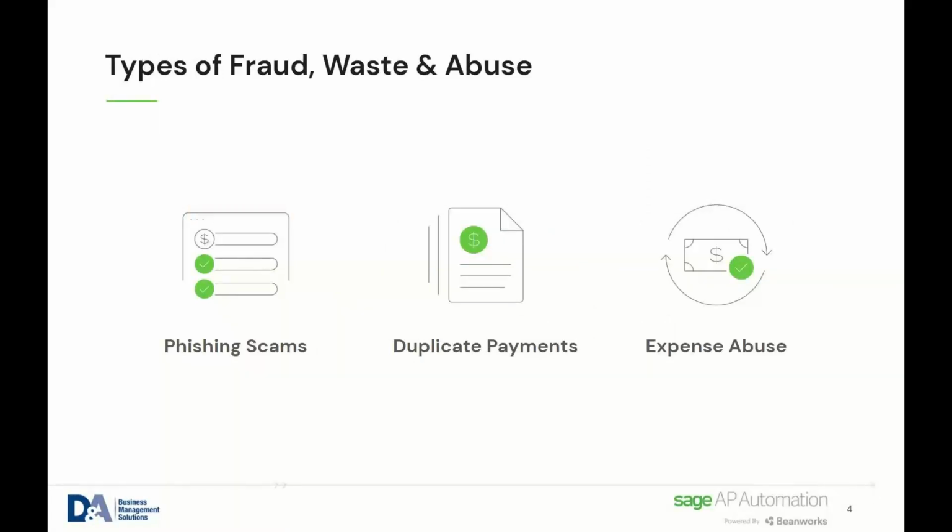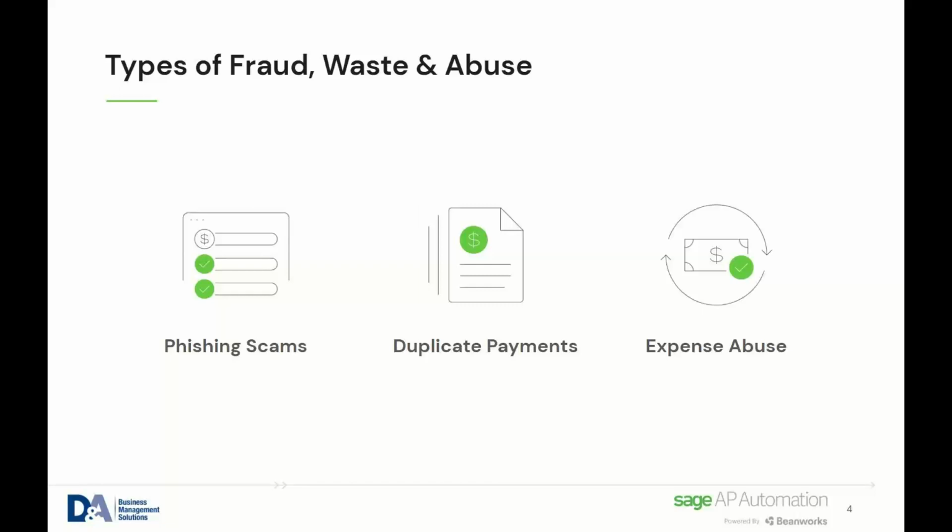So we've categorized the most common types of risk in AP as phishing scams, duplicate payments, and expense abuse. Now, accounts payable or AP fraud is one of the most common types of fraud, exposing companies to risks that come with operating a business. These types of fraud can be done by an employee, a group of employees, an external party, or collaboratively by an employee and an external party. So I'll briefly define each of these before we get into the more nitty-gritty details.